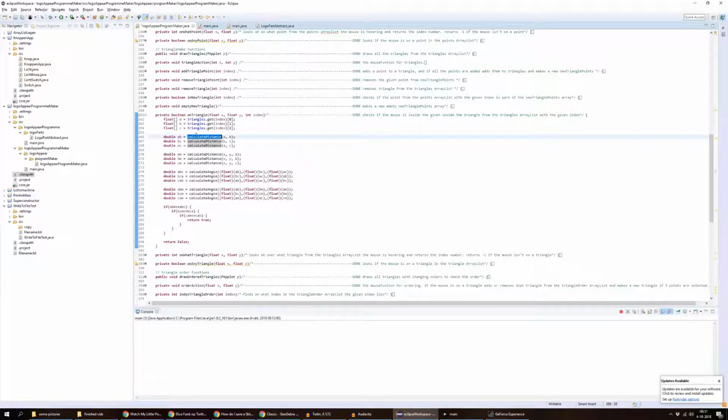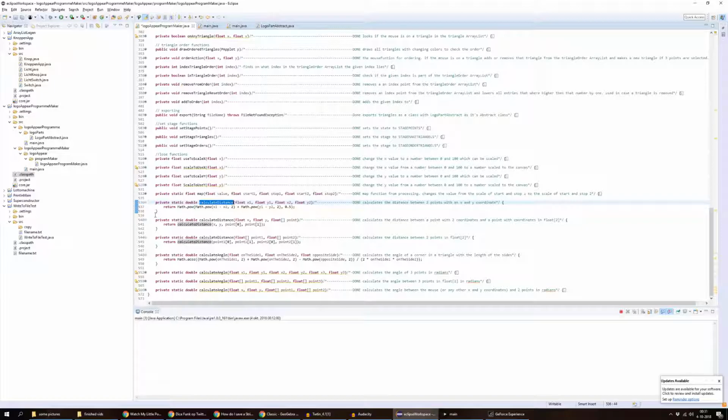And I do that with the function calculateDistance. If only calculateDistance was a thing. Maybe it is, but I couldn't find it. So I had to make it myself. Don't worry though, it's an extremely easy piece of code.